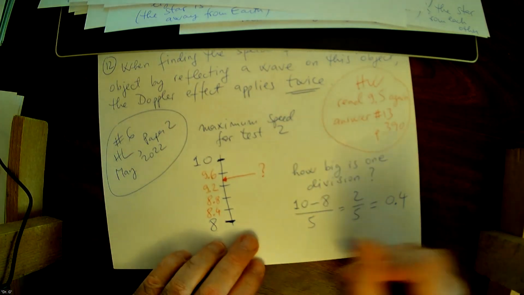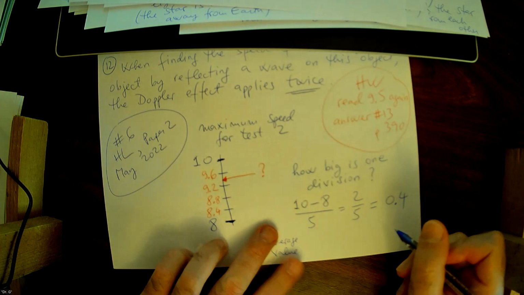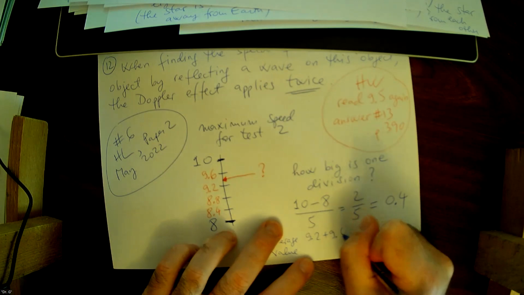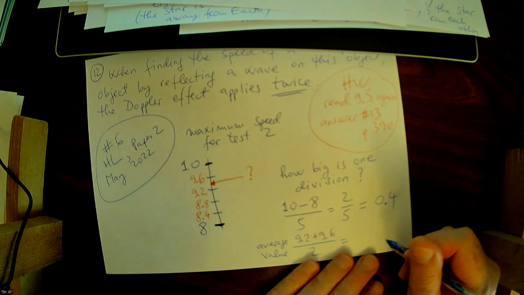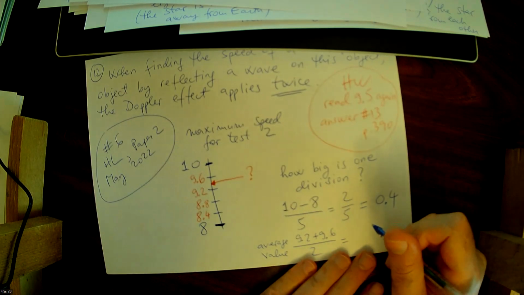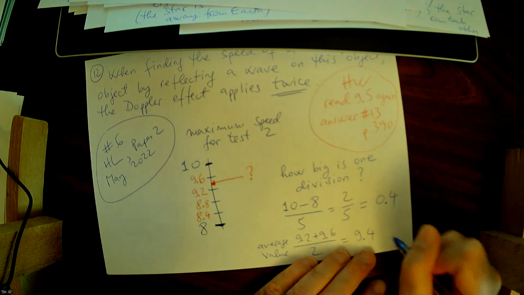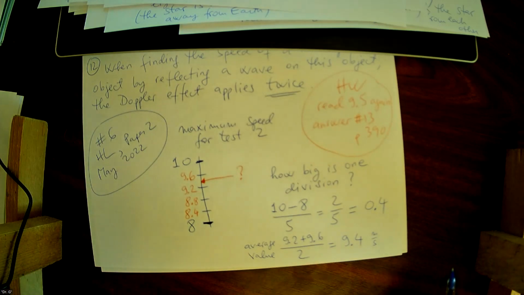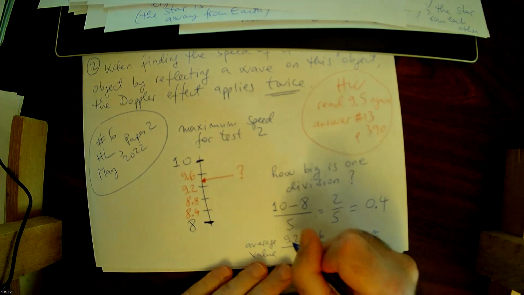So I need to find the average value because I'm in between: 9.2 plus 9.6 divided by 2. That's exactly 9.4. So 9.4 meters per second, that's the maximum speed. I read this number from the graph, I get 1 mark point.